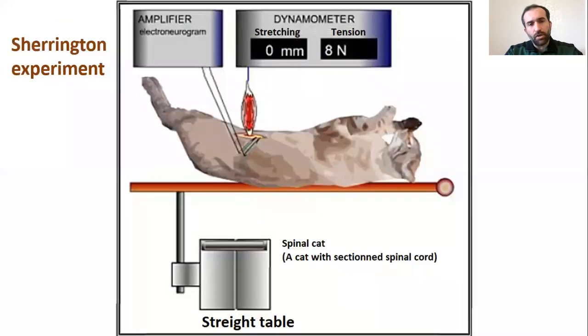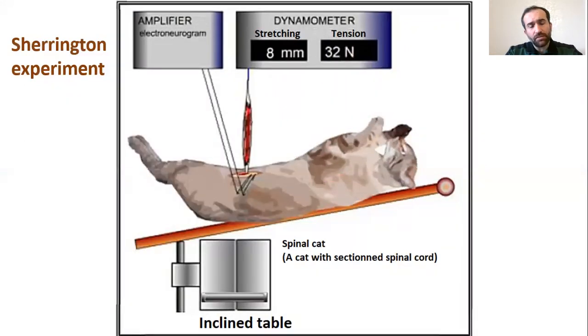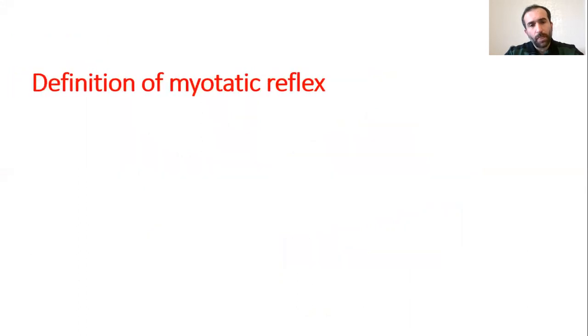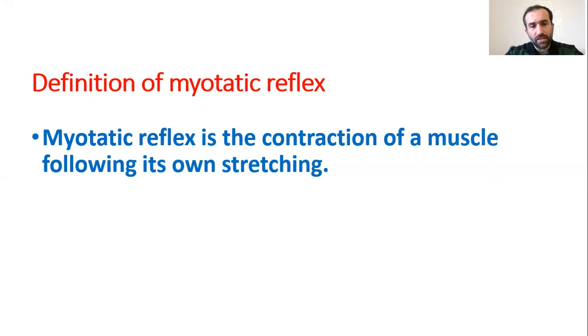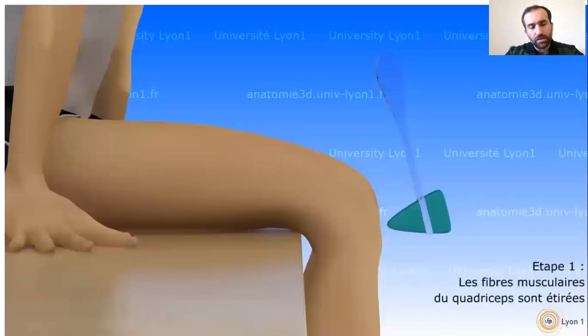The Sherrington experiment showed us that the stretching of the muscle is responsible for the contraction in the case of the myotatic reflex, and this stretching is the stimulus of the myotatic reflex. Because of that, we defined the myotatic reflex as the contraction of the muscle following its own stretching. Please, if you have any difficulties with these ideas, refer to the previous video.